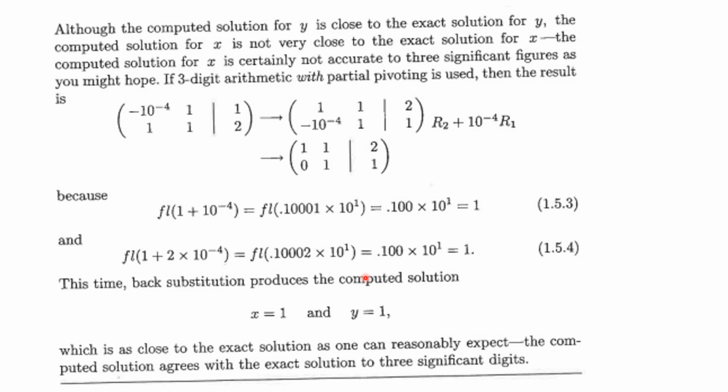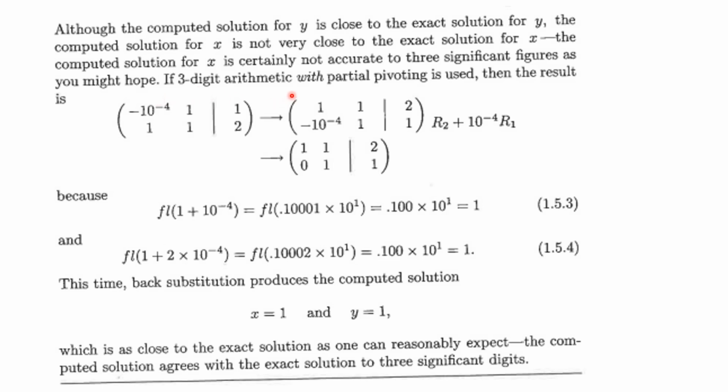So although the computed solution for Y is close to the exact solution for Y, in this case the computed solution for X is not very close at all to the exact solution for X. And the computed solution for X is certainly not accurate to 3 significant digits as you might hope.